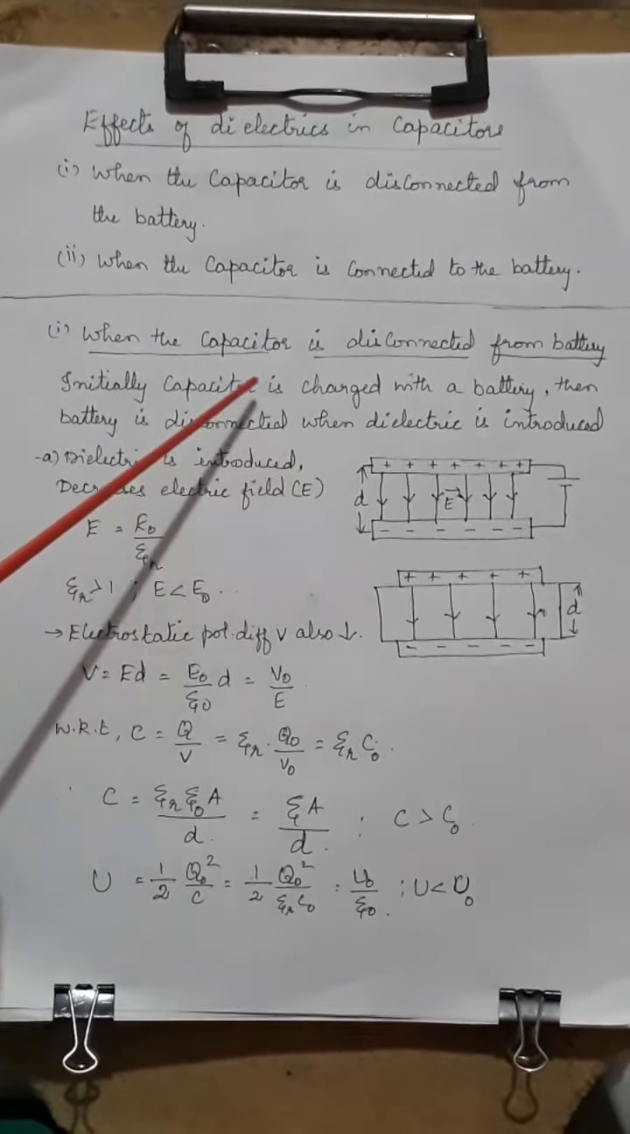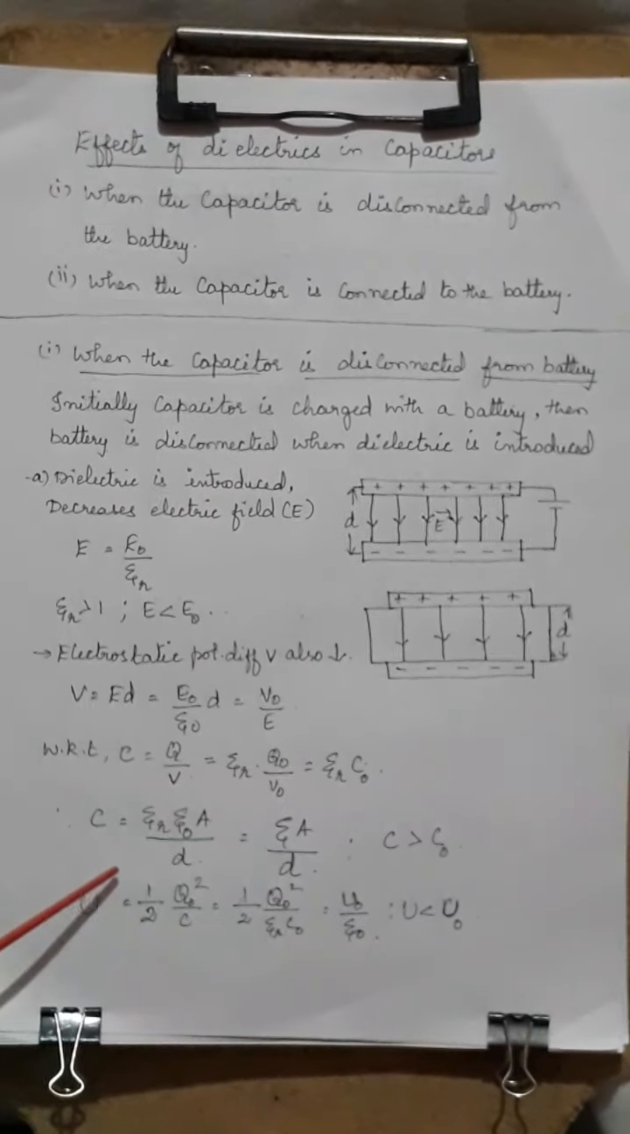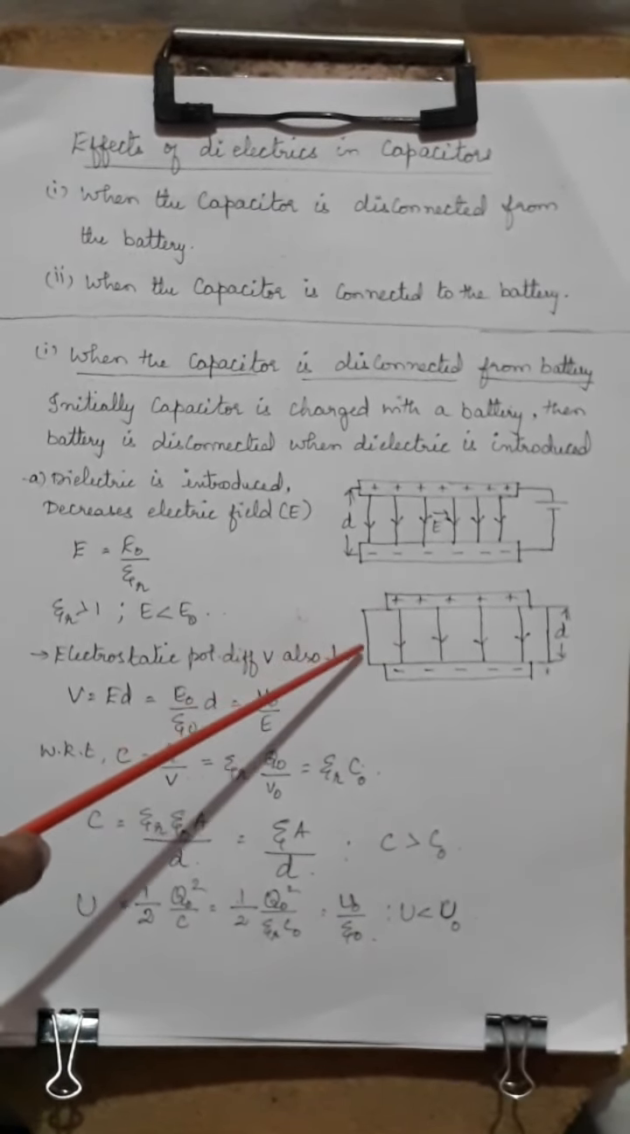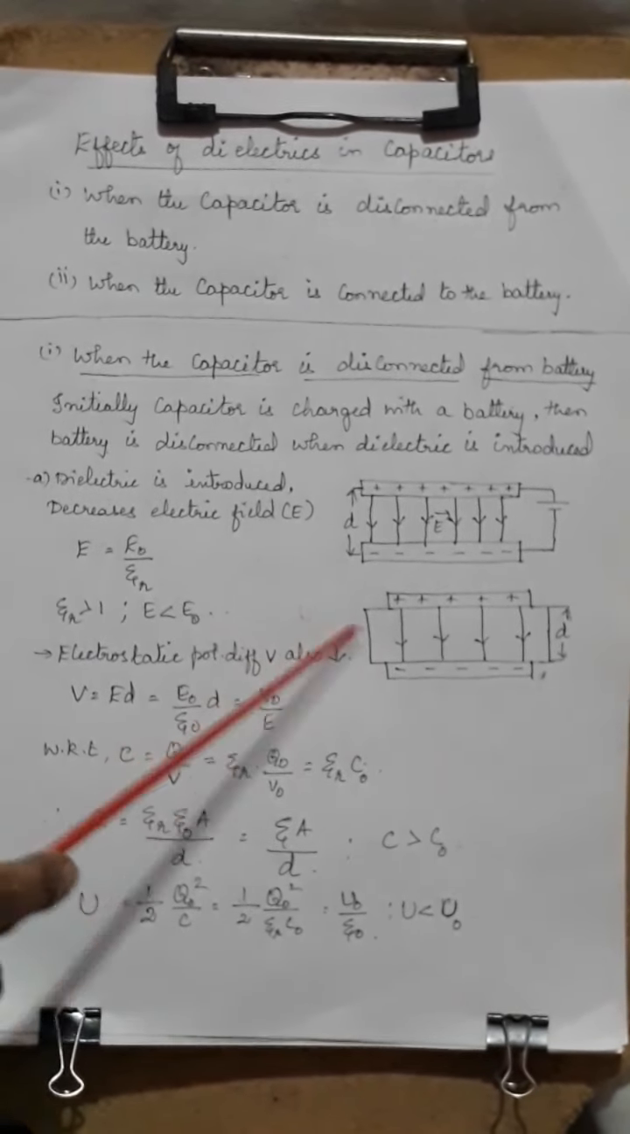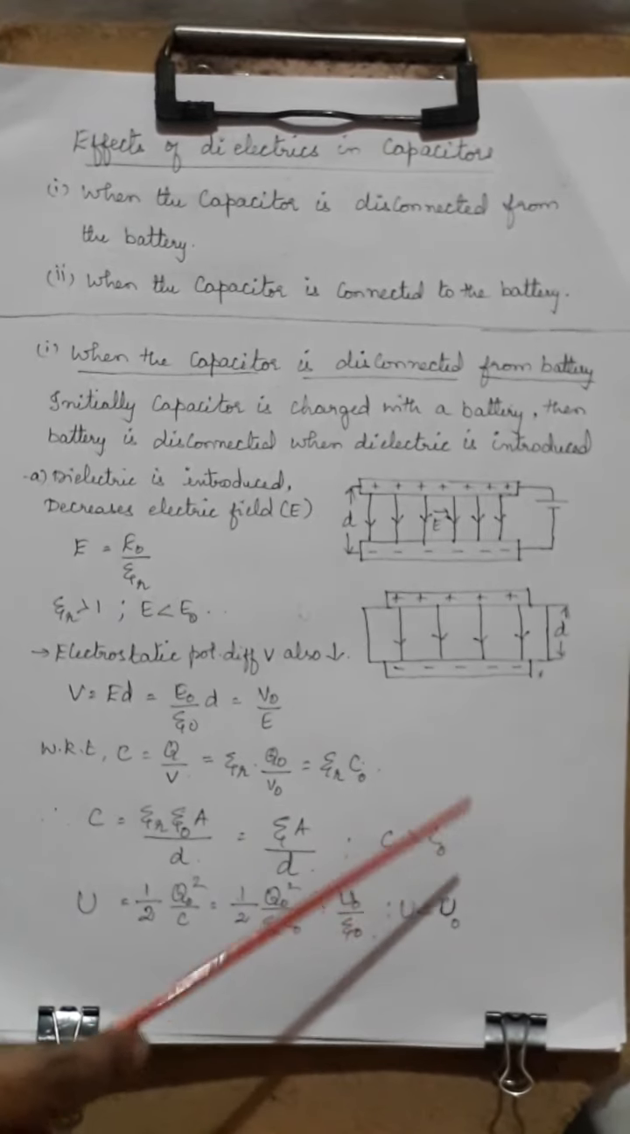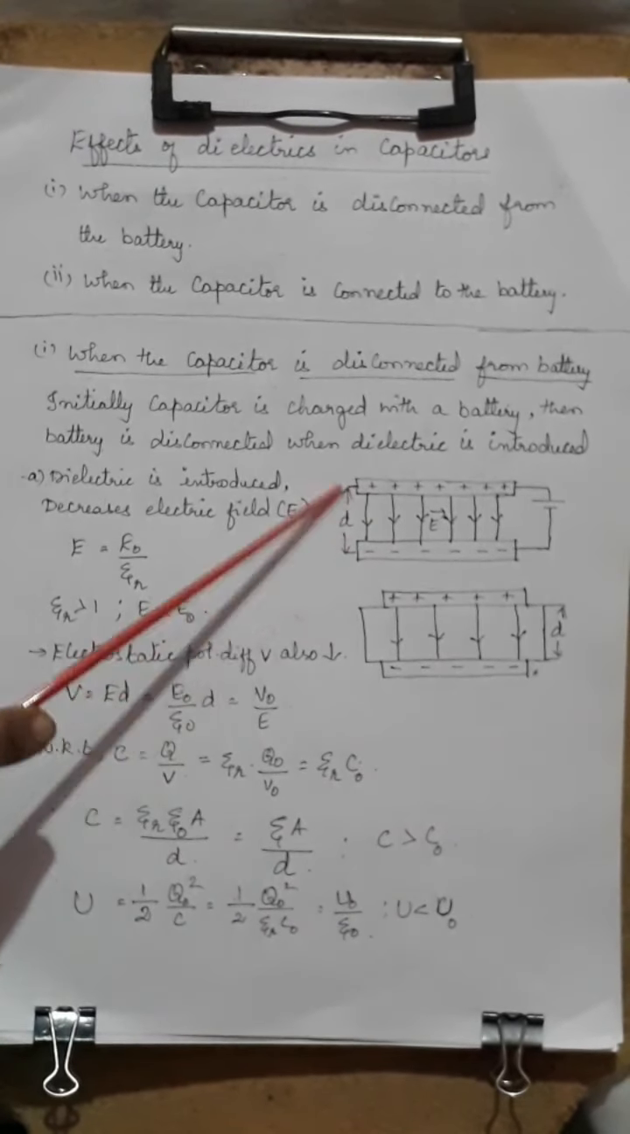So by introducing a dielectric, what has happened? This C value is increased, it is greater than C naught. C naught is when air is there.